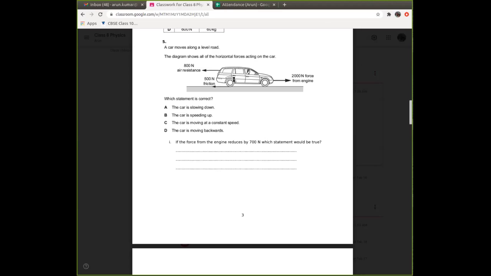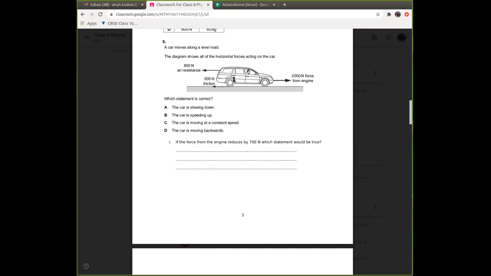So I say, if the force from the engine is reduced by 700 newtons, which statement would be true? Only if you did the calculation and saw that the forward force is 700 more than the backward force can you answer this question. Because if the engine's force is reduced by 700 newtons, then what is going to happen? Dynamic equilibrium. Which means the car is moving at constant speed. Exactly. Then B is no more the correct answer.